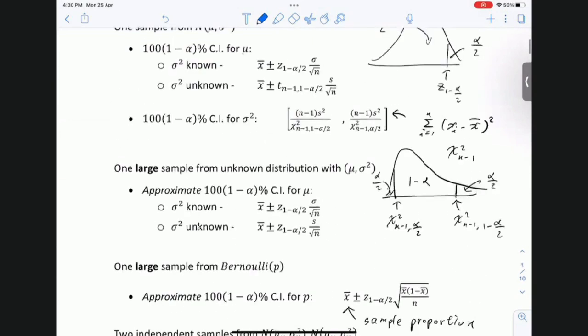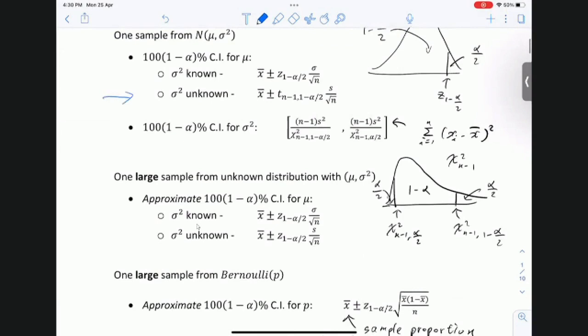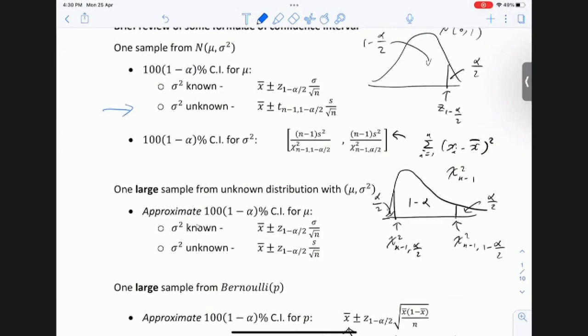So from this summary of formulas, you see that it falls into this category. We have a single sample from the normal distribution. You are told that it is normally distributed, and the variance is unknown, and you are constructing a confidence interval for the mean. Therefore, this is the formula that we need to use to calculate the confidence interval.